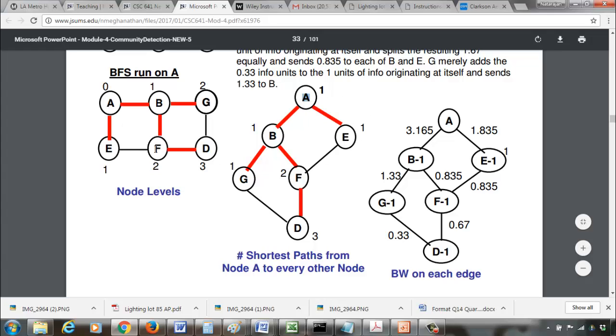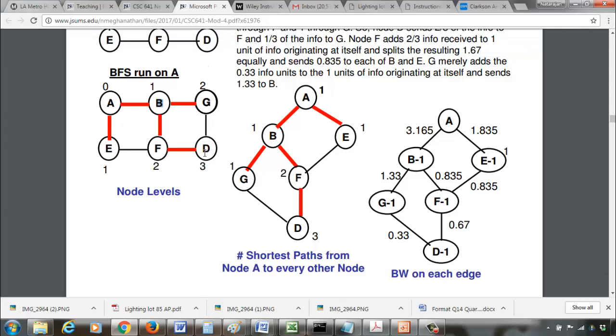Now in the case of F, which is at level 2, there are two vertices at level 1, which are B and E. So the number of shortest paths from A to F is the number of shortest paths from A to B plus the number of shortest paths from A to E. So that will be this 1 plus this 1, which is 2. In the case of G, which is at level 2, the predecessor at level 1 is just B. So the number of shortest paths from A to G is the same as from A to B, because we have to go through that predecessor B.